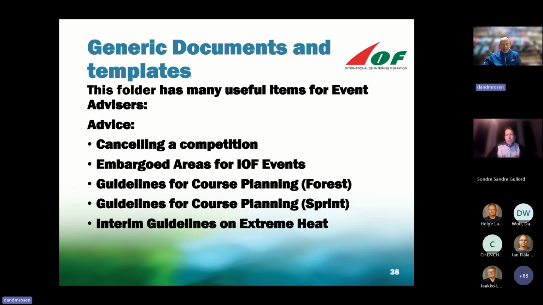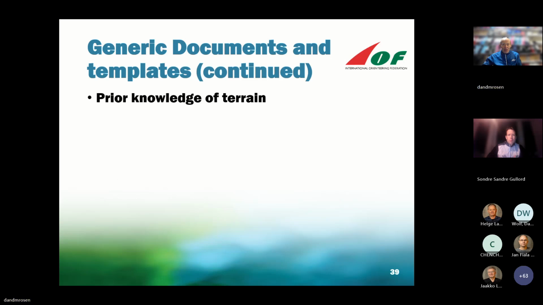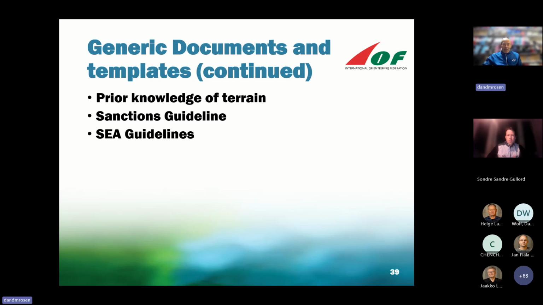There's the guidelines that Sondra was talking about on extreme heat. There's how to operate a jury and how to behave as a jury member. There's advice about prior knowledge of terrain, when and how much knowledge means that you should be barred from a competition. There's a guideline about sanctions. There's guidelines for senior event advisors and a checklist for senior event advisors.